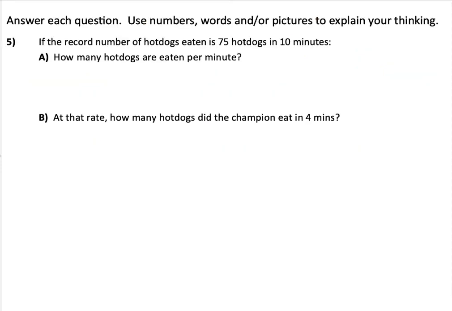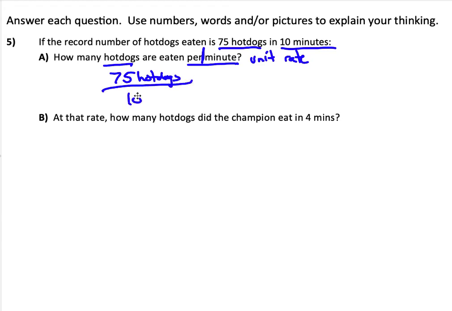All right, next one. This one's similar to the last one. It says, if the record number of hot dogs eaten is 75 hot dogs in 10 minutes, how many hot dogs are eaten per minute? Remember, per minute is code for 1 minute, meaning find your unit rate. So hot dogs was listed first, so 75 hot dogs over 10 minutes. I want to know how much for 1 minute. So to go from a 10 to a 1, I'm going to divide by 10, and I get 7.5 hot dogs in 1 minute. Okay, I found my unit rate.